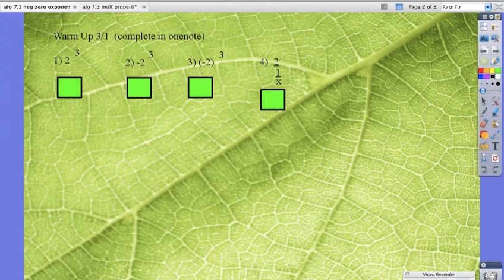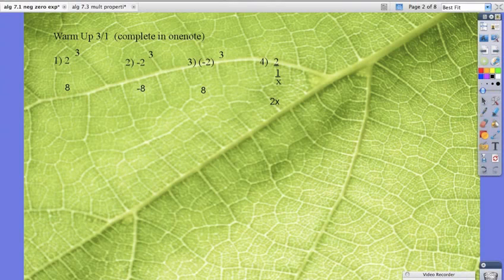So in number 1 it says 2 to the third power, which hopefully you realize is 8. Negative 2 to the third power means negative 2 times negative 2 times negative 2, which is negative 8. The quantity of negative 2 to the third power is just like number 1 essentially, and it's 8. And number 4 is 2x.